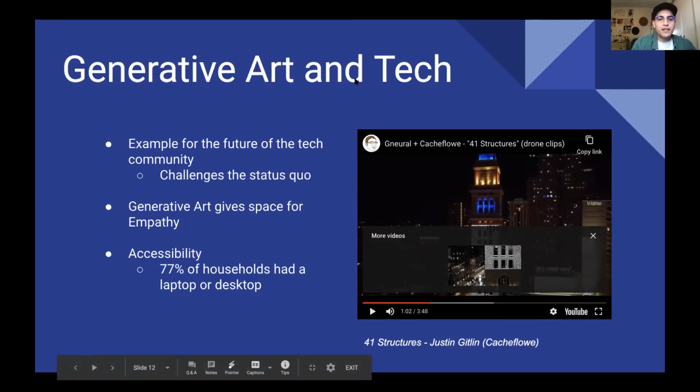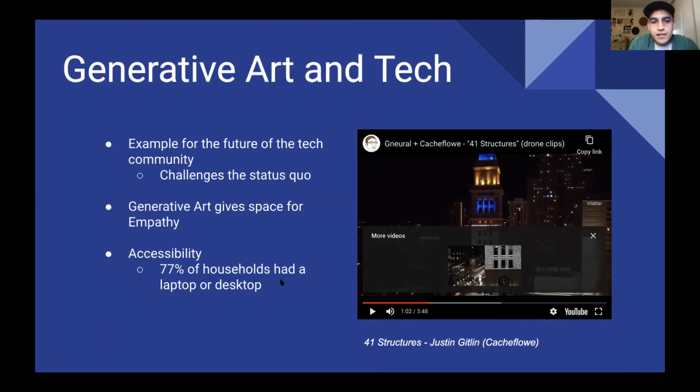The 2016 US Census Bureau said that 77% of households had a laptop or desktop in their home. So the accessibility for this is very high. All you really need is a laptop. I know there's a certain privilege to owning a computer, but the programs these run on are very, very lightweight. So it could really introduce a number of people to programming or coding and get them interested right off the bat, because it gives you a visual piece on the screen that makes you wonder, is there anything else I can learn, or anything else I can explore?